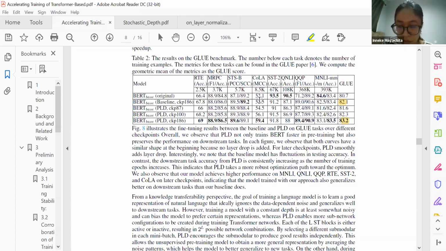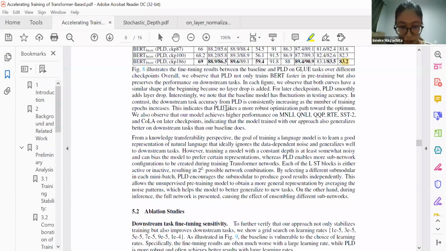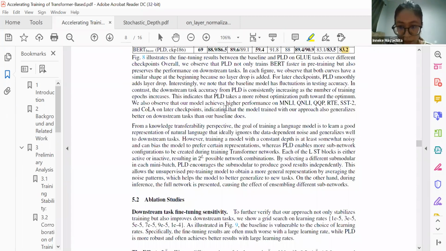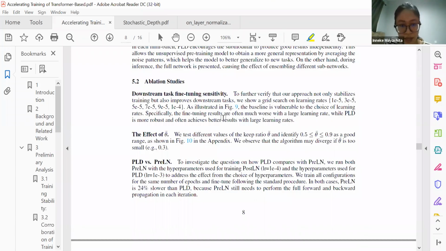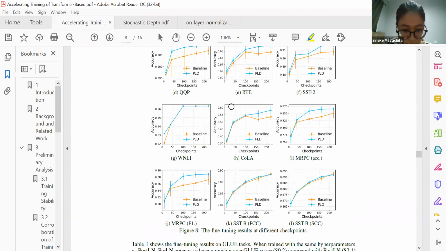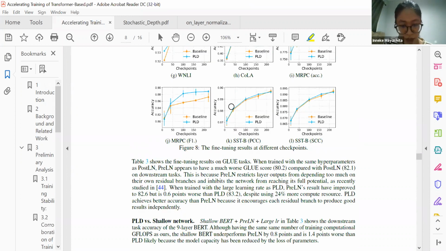Okay. Oh, right. And then, yep, basically that's all. And then the last part is the ablation studies. They try to train the model with different learning rates, which is presented in figure 9.